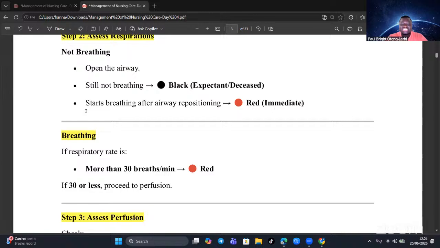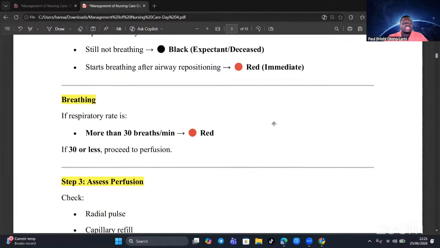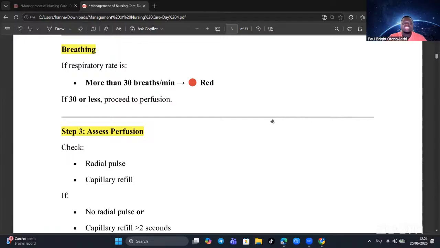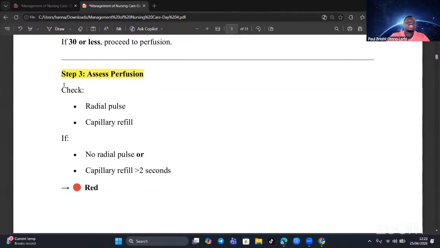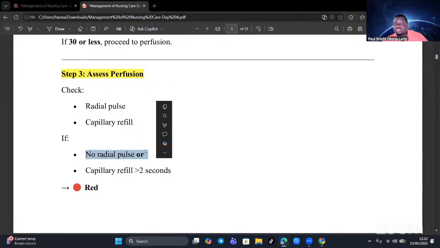But if the patient starts breathing, you check the respiration rate. Is it above 30? Yes, red. So the red team will come for him. If breathing is less than 30, move to perfusion. Somebody should check the heart rate and the pulse. We are nurses, we know how to check pulse. You check capillary refill as well. If there is no pulse and capillary refill is delayed, the patient is unstable, so red. The red team will know what to do.